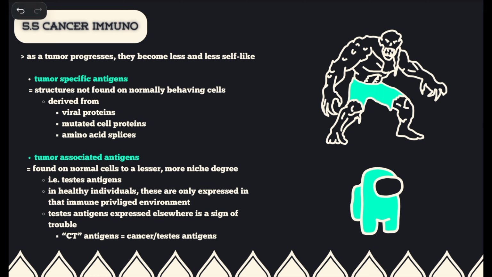So very funny. I have the Among Us imposter here because that's like, all right, something must be amiss. Although testes antigens aren't inherently pathology. They aren't inherently bad. But when I see them on like my internal jugular vein, I'm just using that as an example, that's not good. All right.